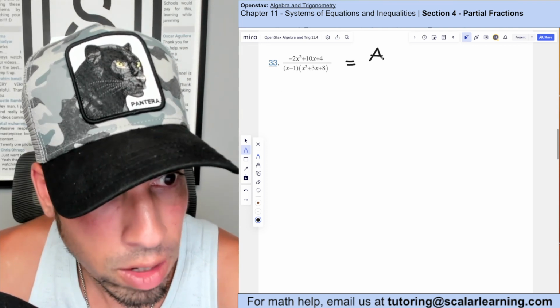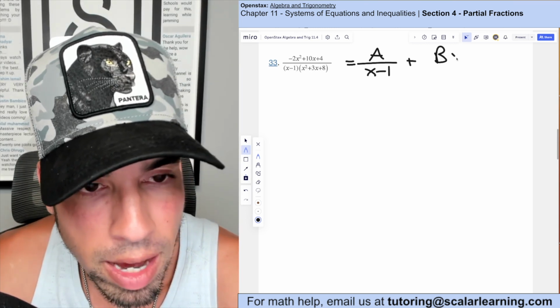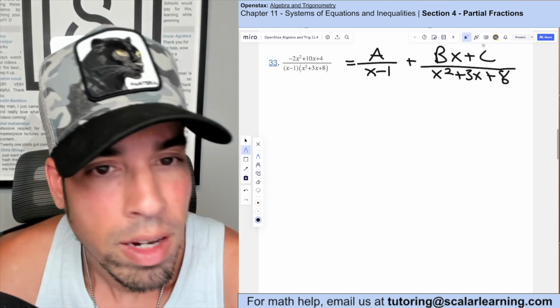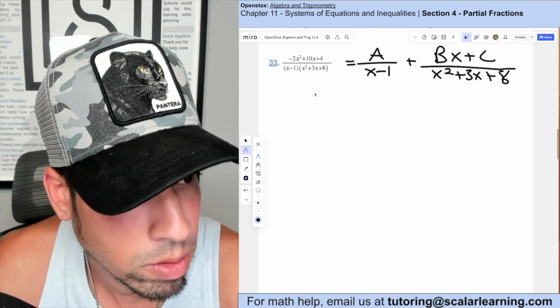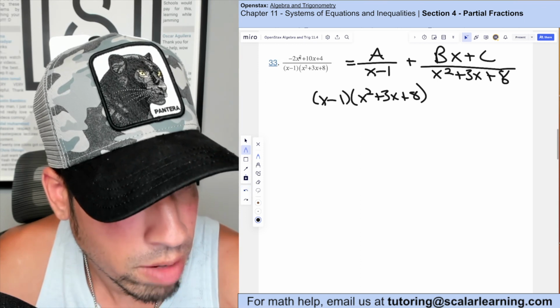All right, so for this one, once again, we're going to set this equal to a over that linear factor, x minus 1, and then plus bx plus c over that quadratic factor. All right, excellent. And now the next step is, of course, to multiply everything by this giant denominator. Now, when we multiply this by that, it just cancels out that denominator. So we're left with that numerator.